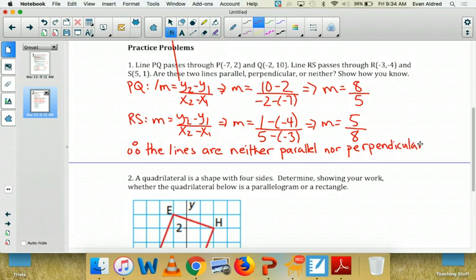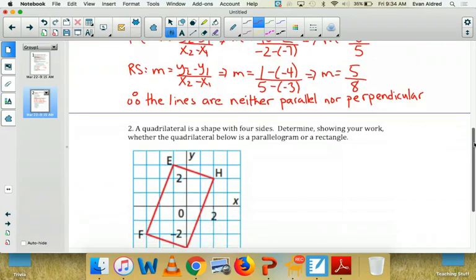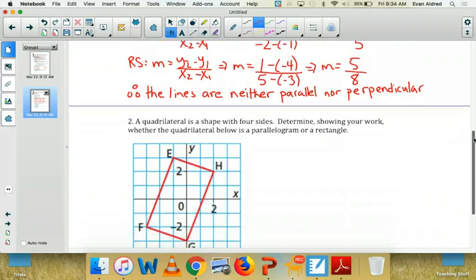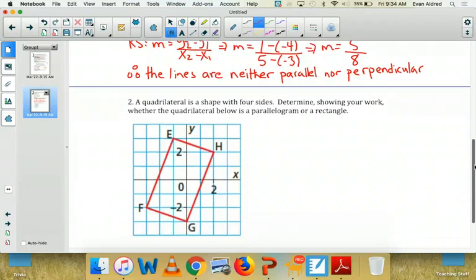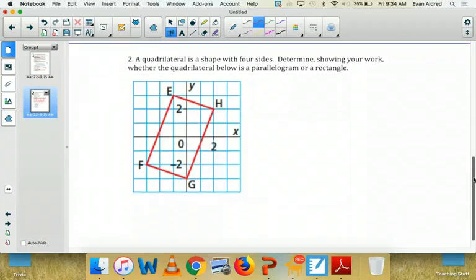Okay? And it's a good example to put early on because it makes you remember just how important the details are. 5 over 8 and 8 over 5, they are reciprocals. Since they're not negative reciprocals, we would indicate that they are not parallel nor are they perpendicular. They are neither.